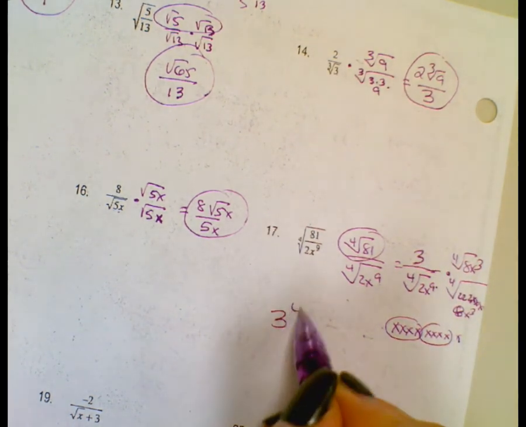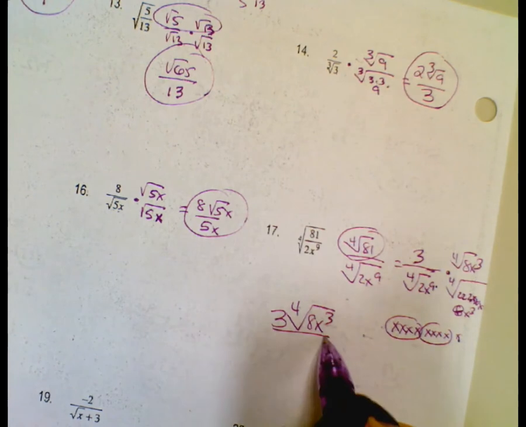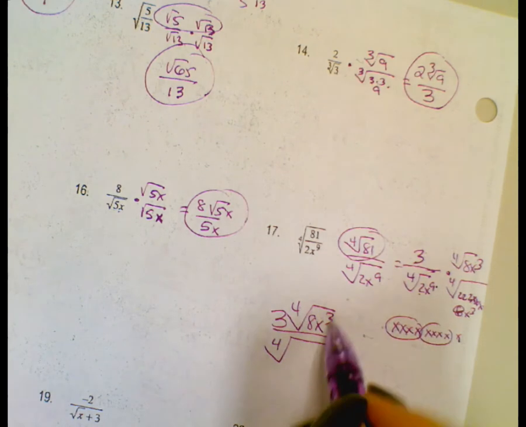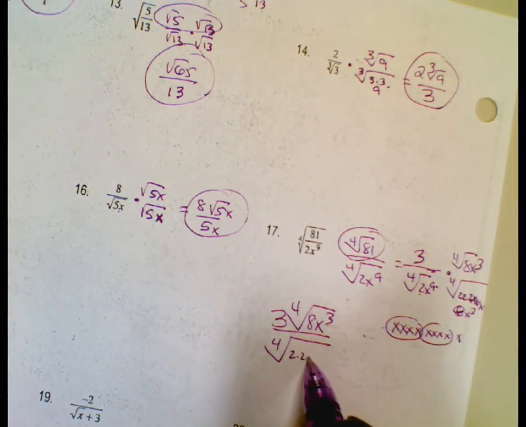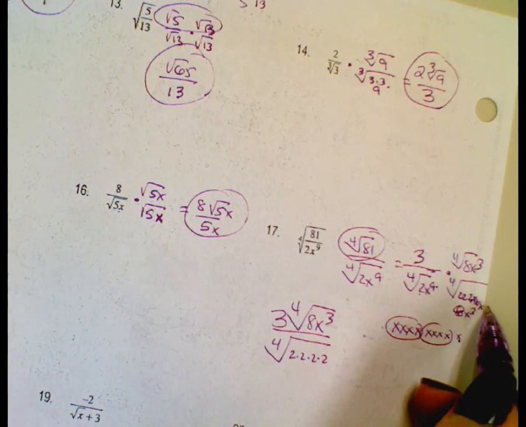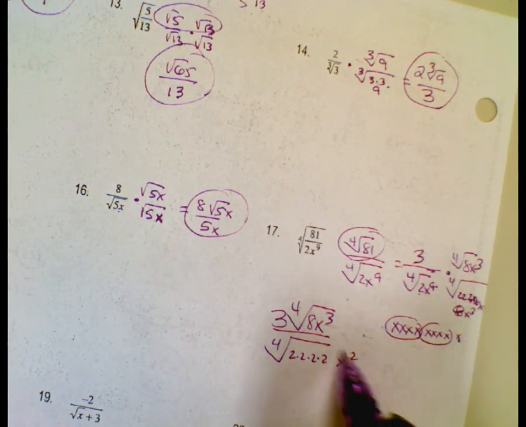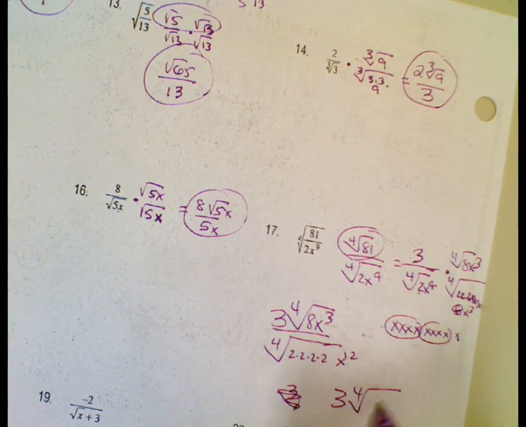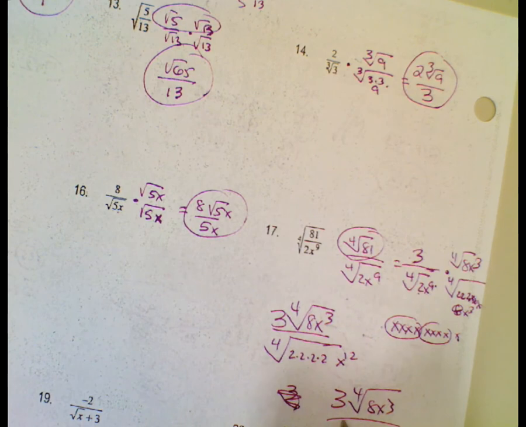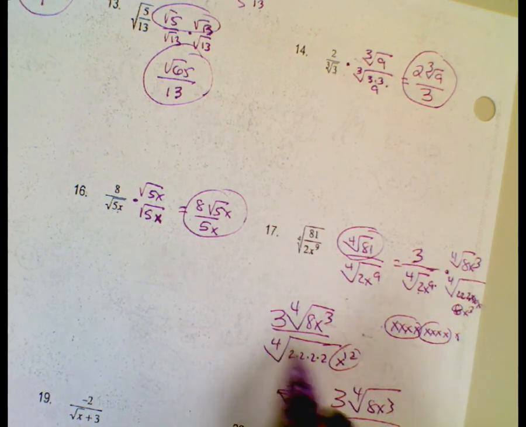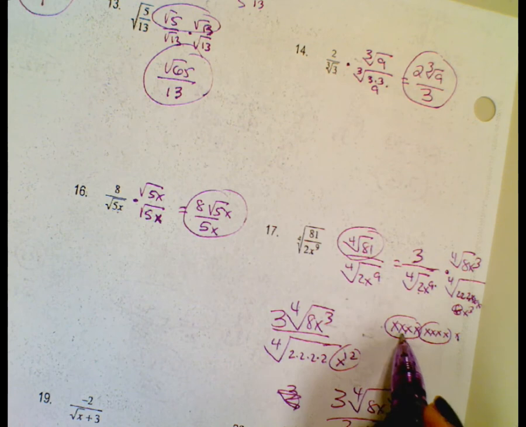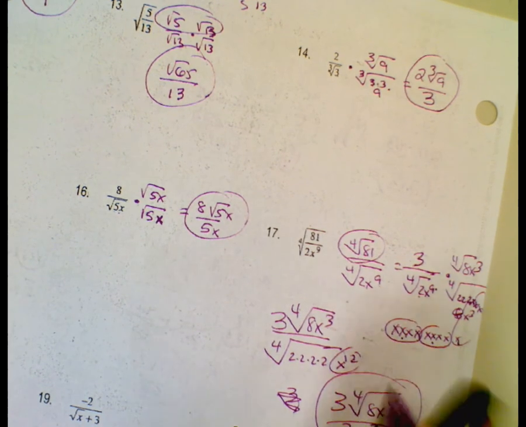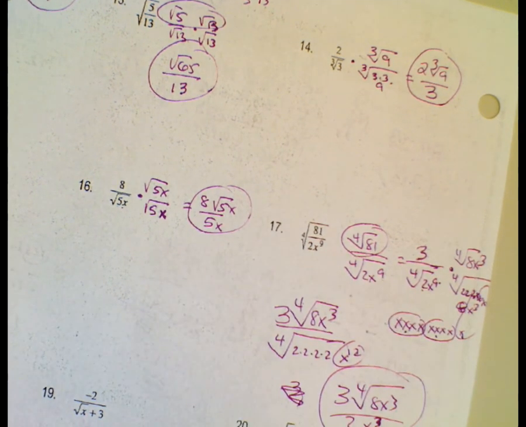So the top is 3 times the fourth root of 8x cubed. The bottom is the fourth root of 4 2's. So we had this one and this one. We have 4 2's. And then we have 9 and 3 more x's. So we have a total of 12 x's. Which means that for your answer, you're going to take a 2 out. And 12 divided by 4 is 3, so you're going to take 3 x's out, because there's 3 groupings. 1, 2, and then this grouping. And that's your answer.